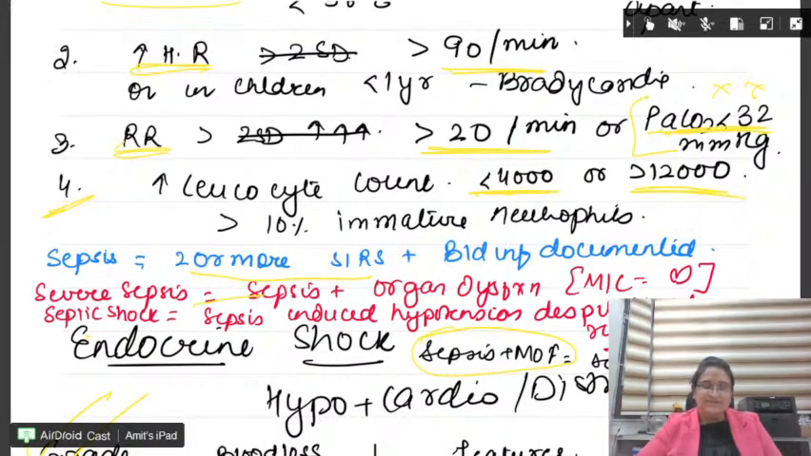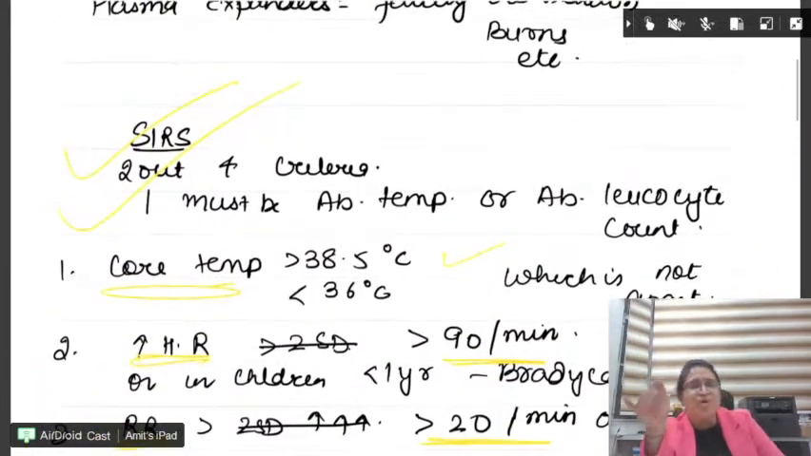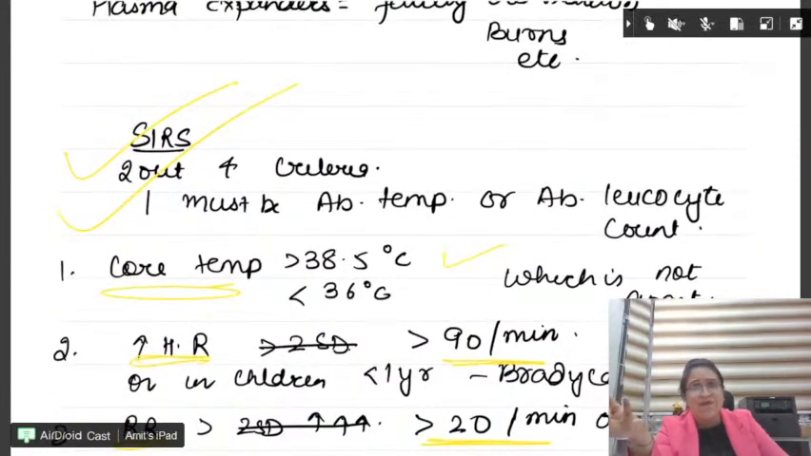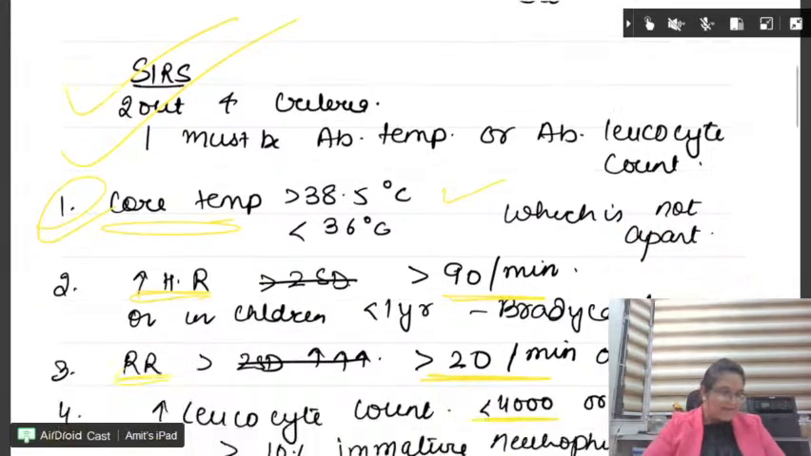Done. So this was your SIRS criteria. For this, 2 out of 4 criteria should be there for it to be SIRS, and 1 must be abnormal temperature or abnormal leukocyte count. So the first one and the last one are very important. Temperature, WBC. Learn karo ise. Ab bhi learn karo.